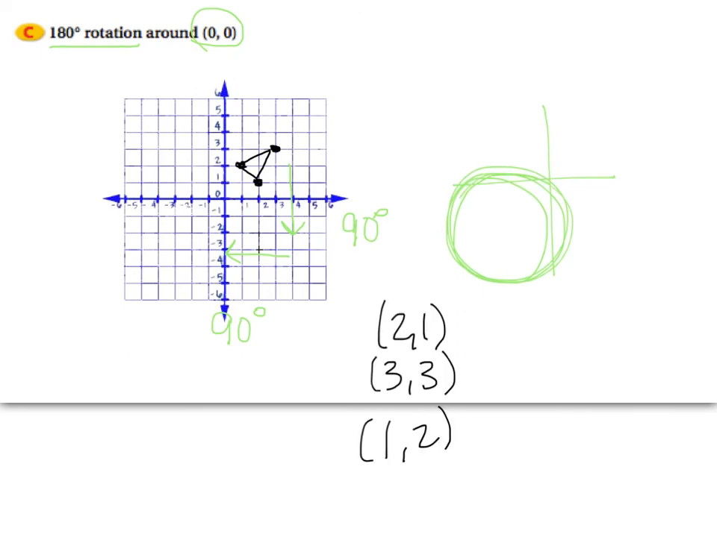Here are the original ordered pairs, and since I want this to be completely opposite, I need to take the opposite of both of these numbers. So after I do my rotation, my new ordered pairs that I'm going to graph are the complete opposite. So I'm going to do negative 2, negative 1, negative 3, negative 3, and negative 1, negative 2. So again, they both change.